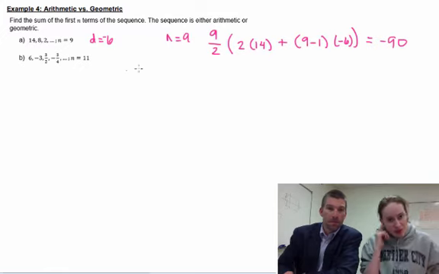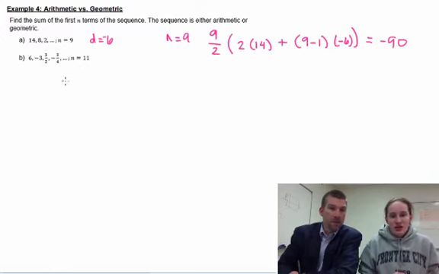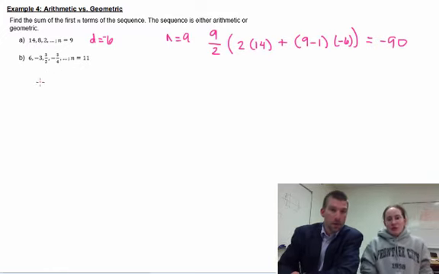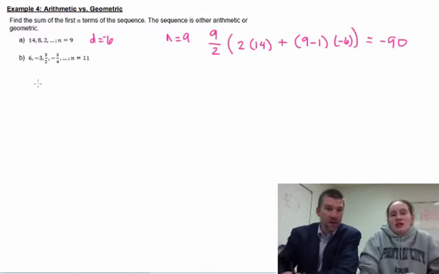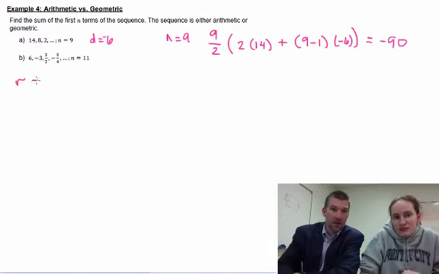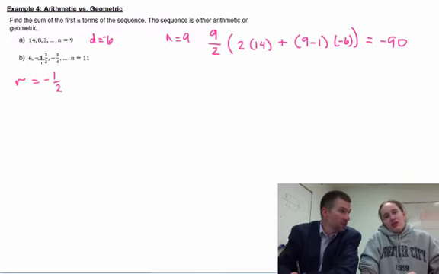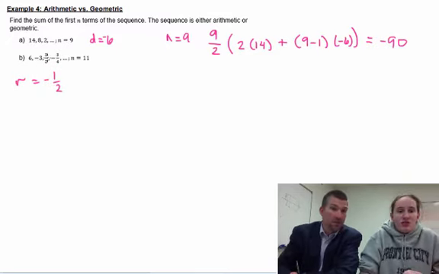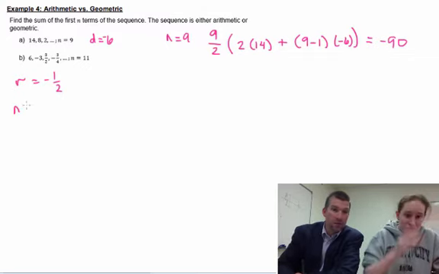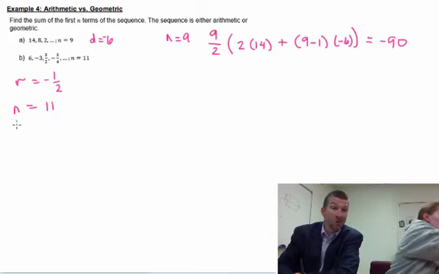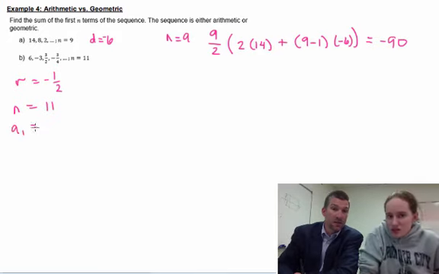And now part B, we have a geometric sequence. So now what are we multiplying by each time? I think we're multiplying by a negative 1/2 each time. I agree. I'm going to say r is equal to negative 1/2. And why do I say that? Because I go from 6 to 3, that's a half, we divide by 2. Positive to negative, that's a negative. So that's a negative half. Now I need n, which is the number of terms, which is 11. And I need the first term, which in this case is 6.